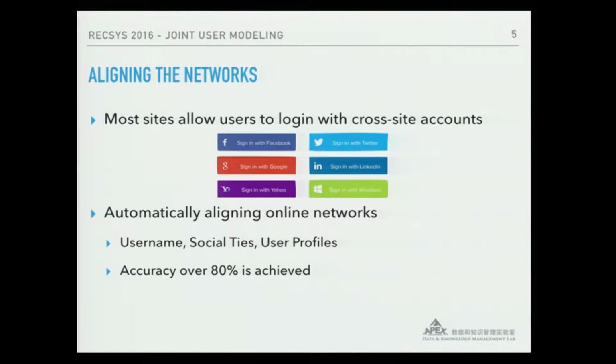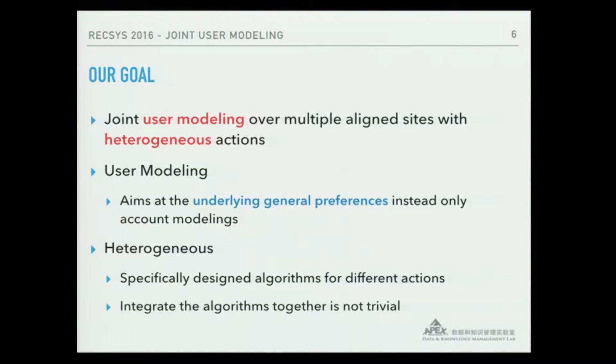So to summarize, our goal in this work is to conduct joint user modeling over multiple aligned sites with heterogeneous actions. The user modeling here is aiming at the underlying general preference of the user, instead of only account modeling that captures only the partial preferences for the specific site. The major challenge for this task is the heterogeneousness of the user actions. Fortunately, there are specifically designed algorithms for each of them. For example, topic model for the text and matrix factorization for the rating matrix. But how to integrate these techniques together for joint user modeling is still not a trivial task.